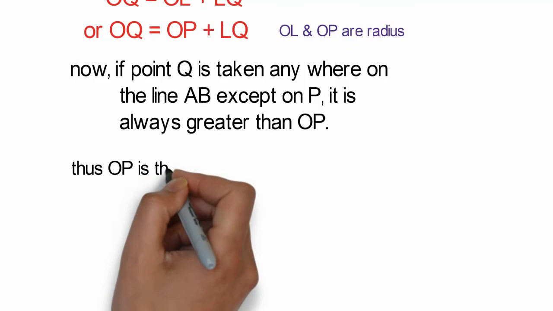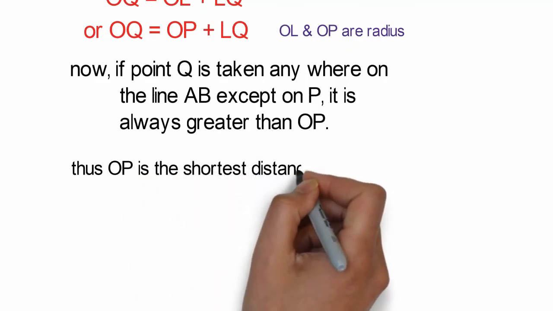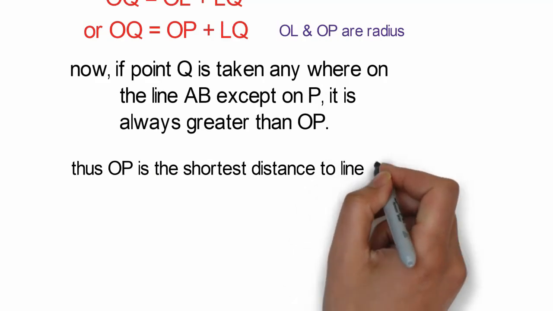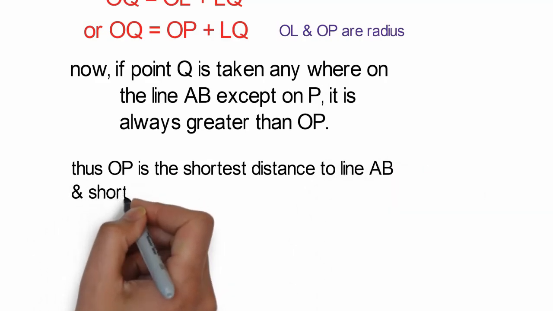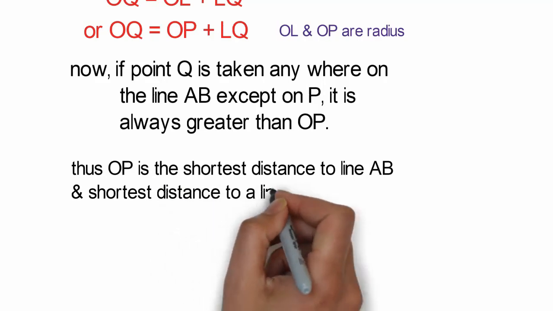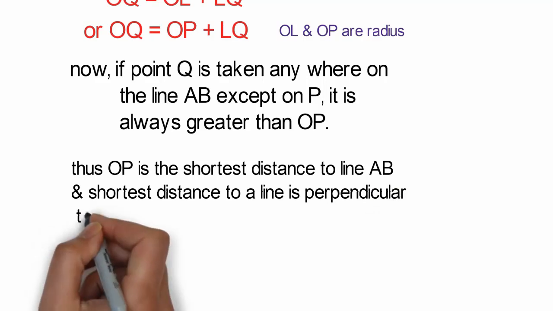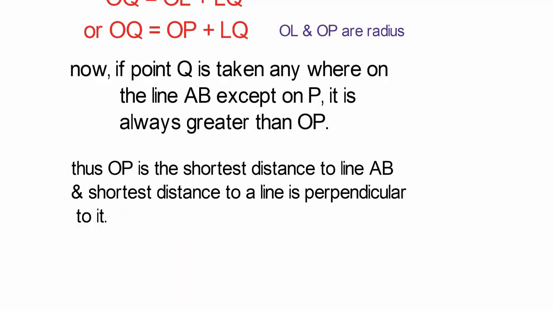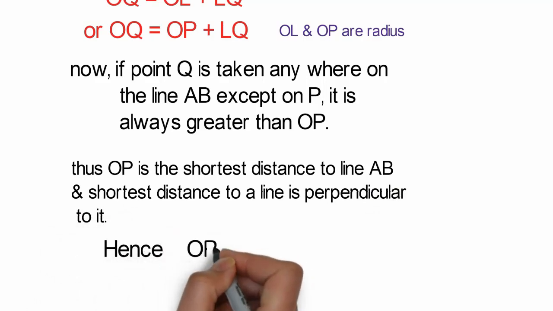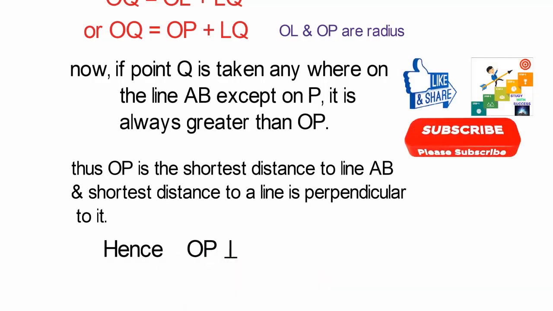Thus OP is the shortest distance to the line AB. And this point you have to note, the shortest distance to a line is perpendicular to it. So this way we can say OP is perpendicular to AB. It means both of them make a 90 degree angle.